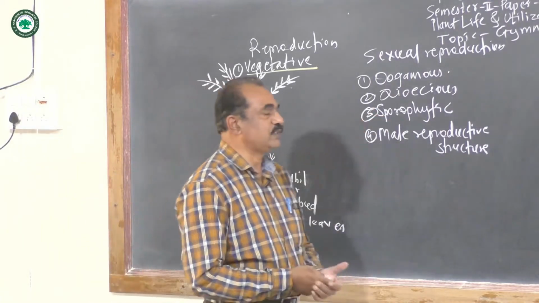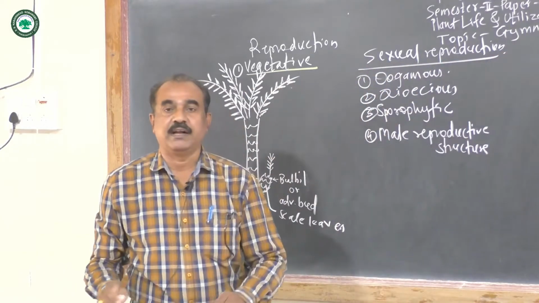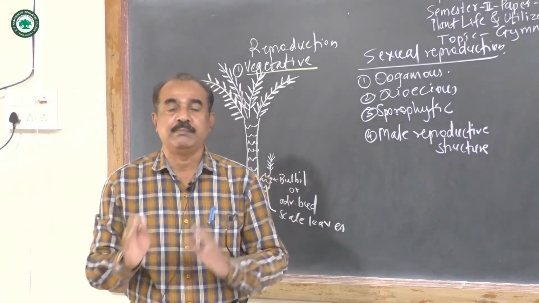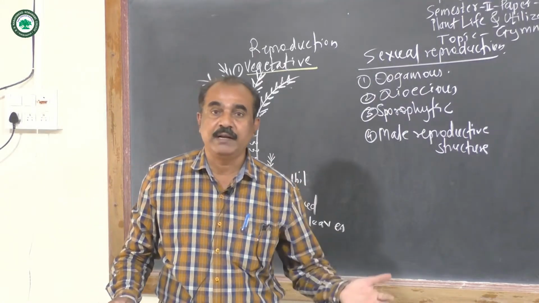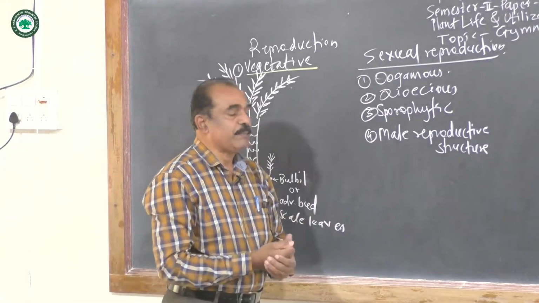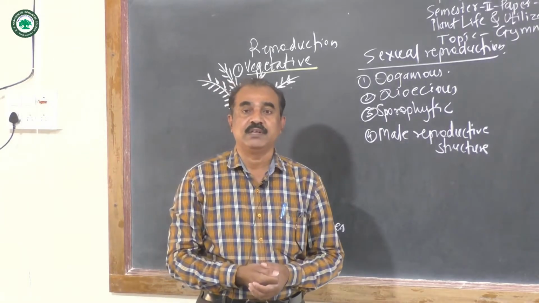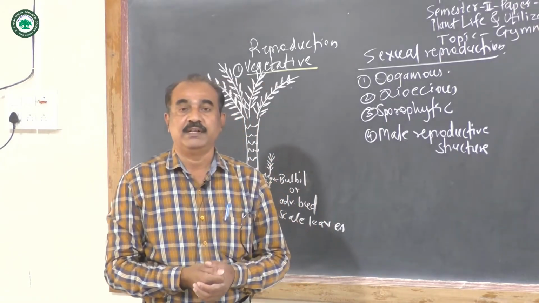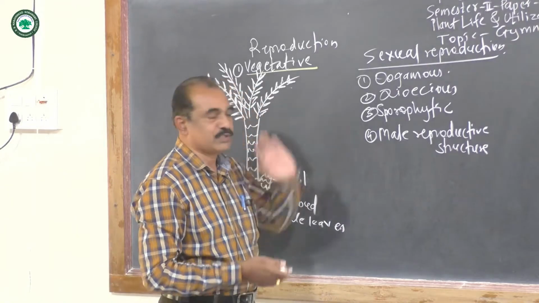Now the second type, that is the sexual reproduction. Here the plants are dioecious. That means the male plant and female plant are two completely different plants. That means the male plant is different and the female plant is different. Now the type of sexual reproduction is oogamous, because the female reproductive structure is very large, it is dominant, it is stable. So the type of sexual reproduction in Cycas is the oogamous type.